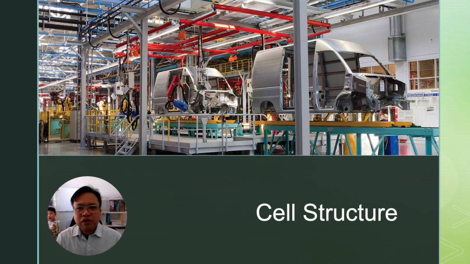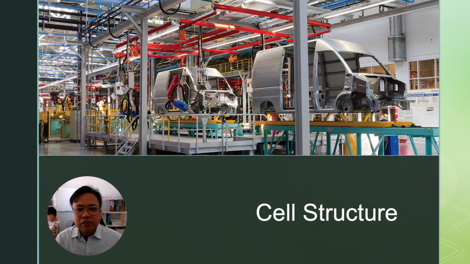Welcome to part 1 of lesson 2, cell structure. Think of a factory, like the one in this image. Each part of the factory has a specific role: assembling, transporting, or powering the operation. Similarly, cells are like tiny factories where each structure or organelle plays a crucial role in maintaining life.